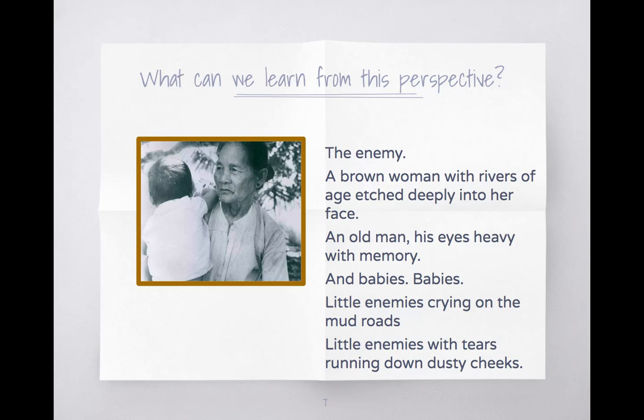Okay, so we're looking at this perspective right now, okay? The enemy. A brown woman with rivers of age etched deeply into her face. An old man, his eyes heavy with memory. And babies. Little enemies crying on the mud roads. Little enemies with tears running down dusty cheeks.